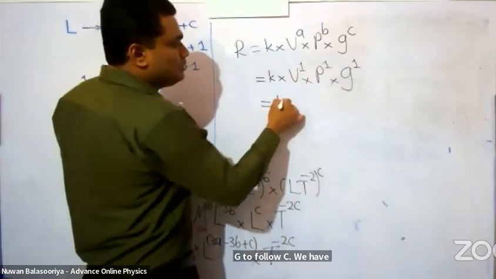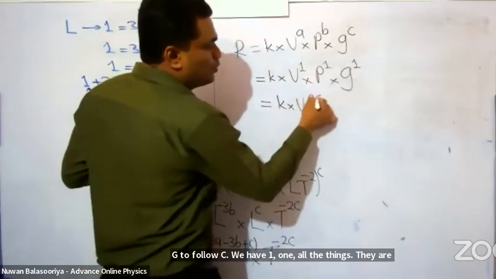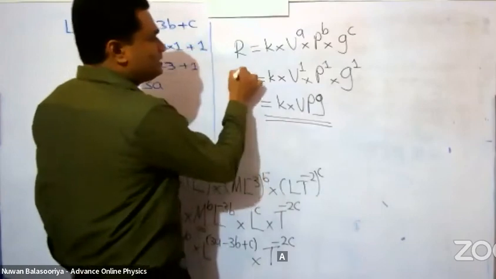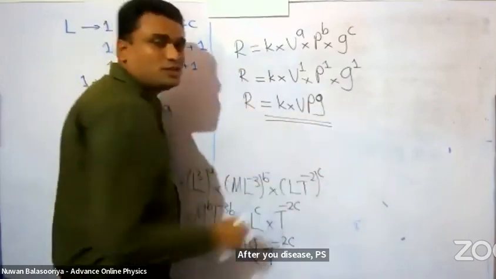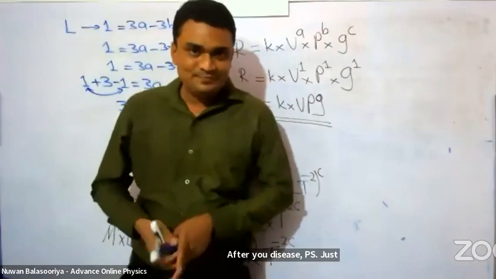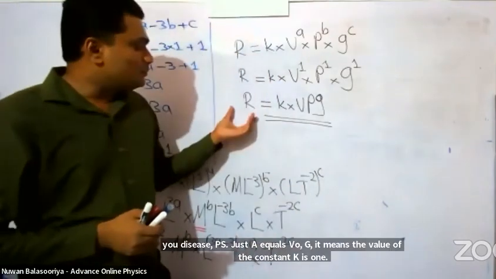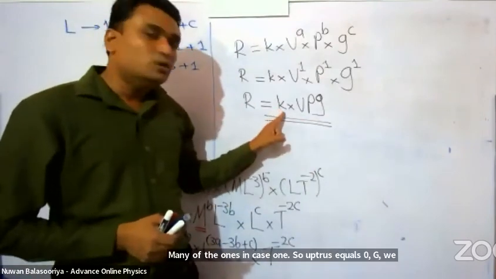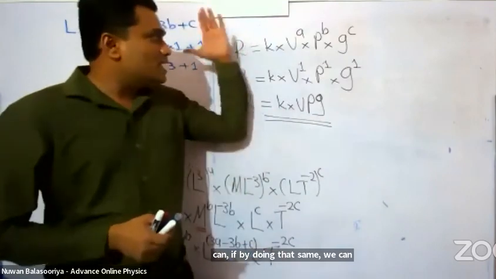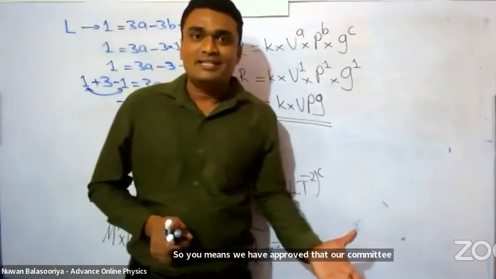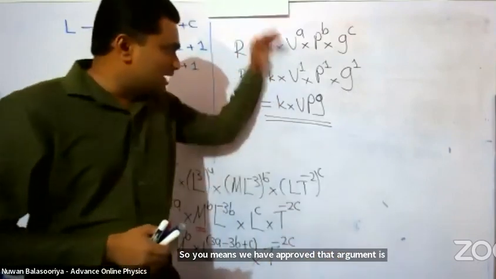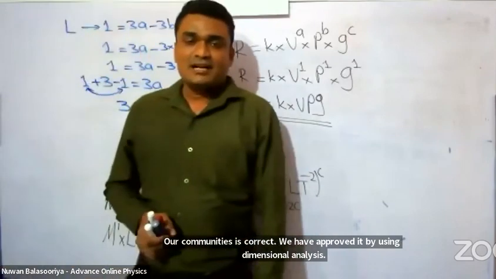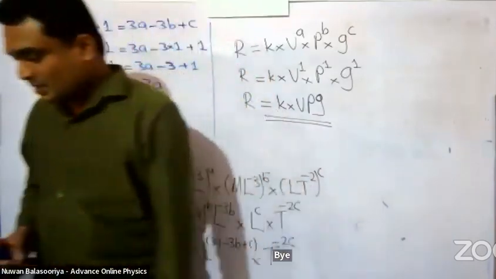Therefore, the upthrust is equal to k v rho g. Actually, this is Archimedes' principle. Upthrust equals v rho g. It means the value of the constant k is 1. So upthrust equals v rho g. By doing a simple experiment, we can prove that k is 1. So it means we have proved that Archimedes is correct. We have proved it by using dimensional analysis. Please write them all. After that, let's start to discuss some mechanics questions.